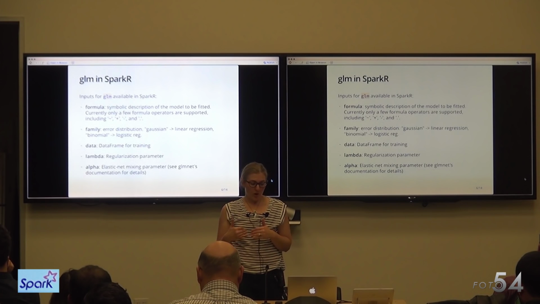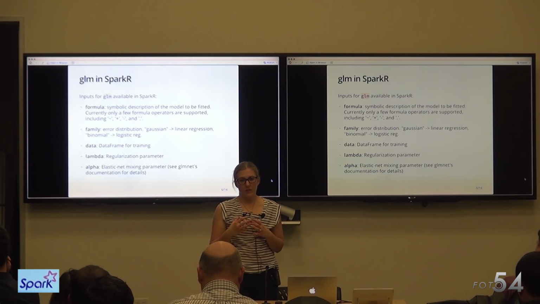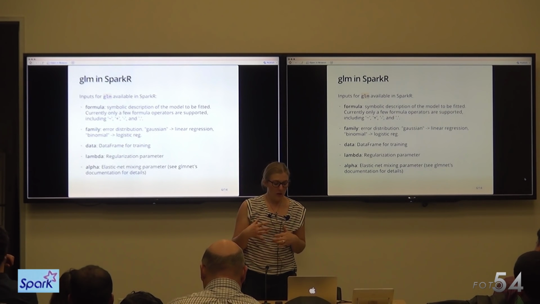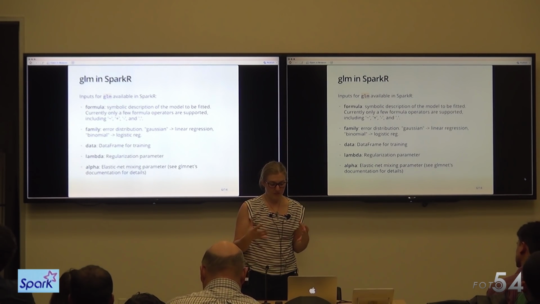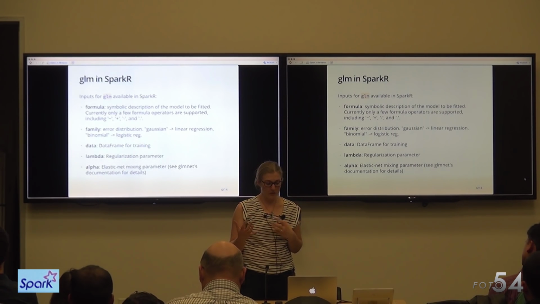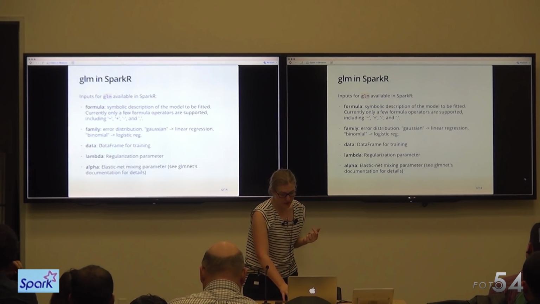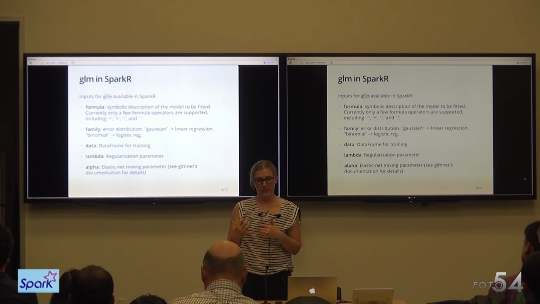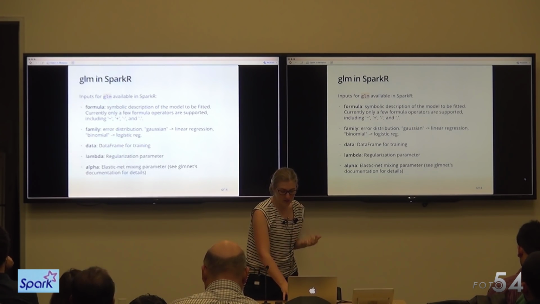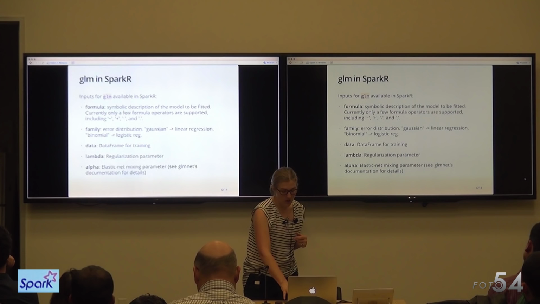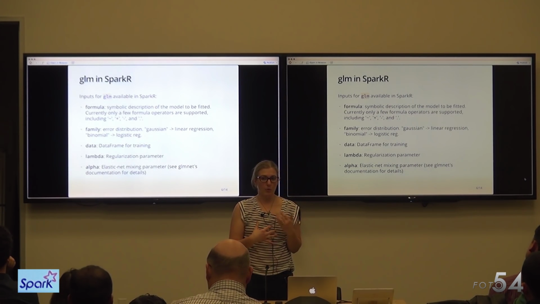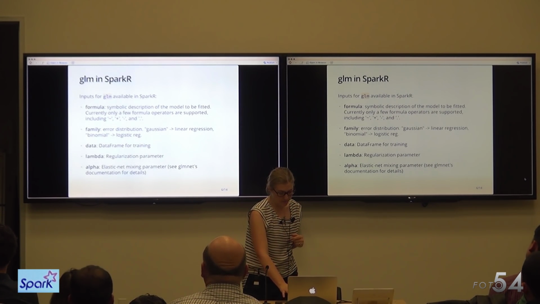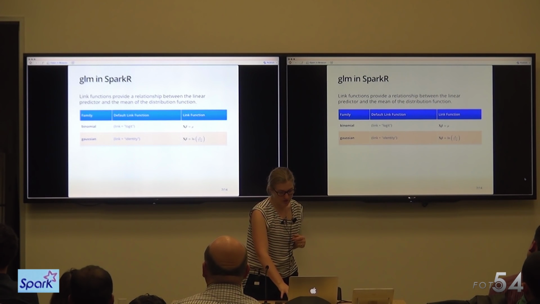Now, GLM in SparkR, there are a few things available, though it's not as extensive as the GLM package in stats or in glmnet. But the things you do have available: you have the formula. You can use two different error distributions using family, Gaussian and binomial. The data you're going to use for training is the SparkR data frame. And then there's regularization and the alpha parameters as well. More about that is in the documentation, listed in both the SparkR and the R documentation. And so just a little bit more on that.